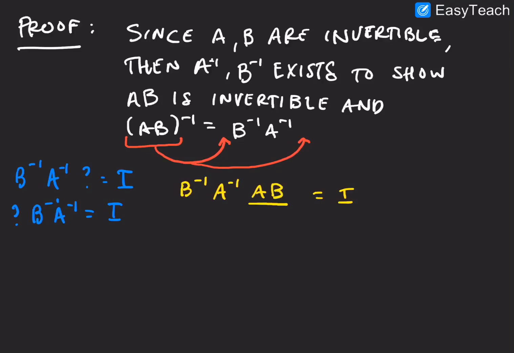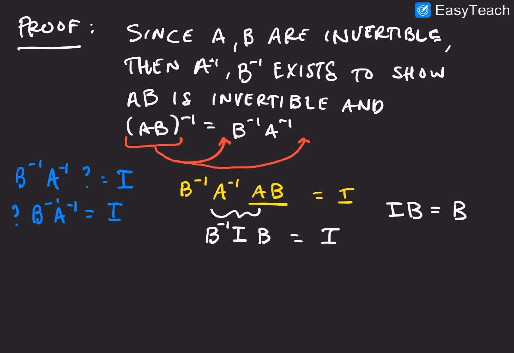AB. So if I place AB there, what will happen is I have A inverse times A, which gives me the identity matrix. And now I have B inverse times the identity matrix times B is equal to I. And you have to state that I times B is equal to B.